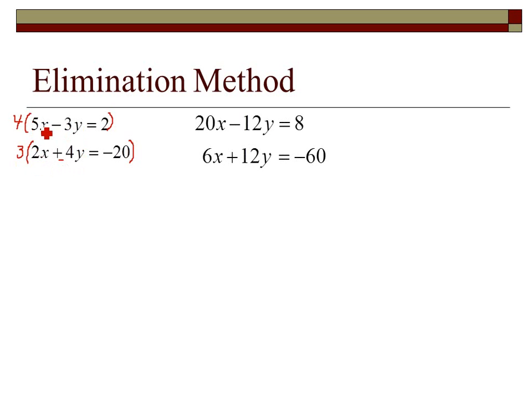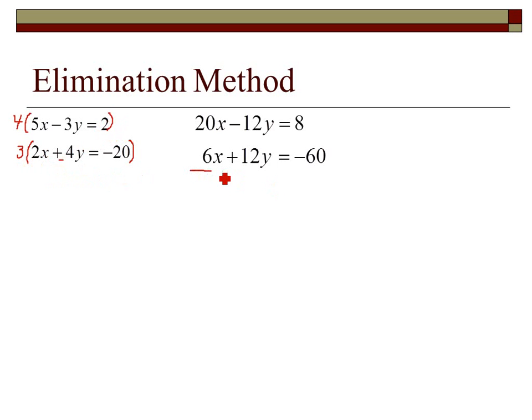So I get 20x minus 12y, 4 times 2 is 8, and make sure you remember to multiply what's on the other side of the equal sign, because that's probably the most common mistake that students make. They forget to multiply this 2 by 4. Then multiplying by 3, we've got 6x plus 12y equals negative 60.